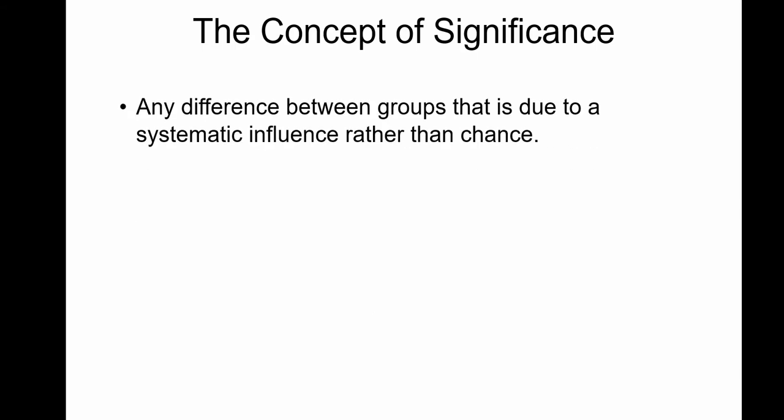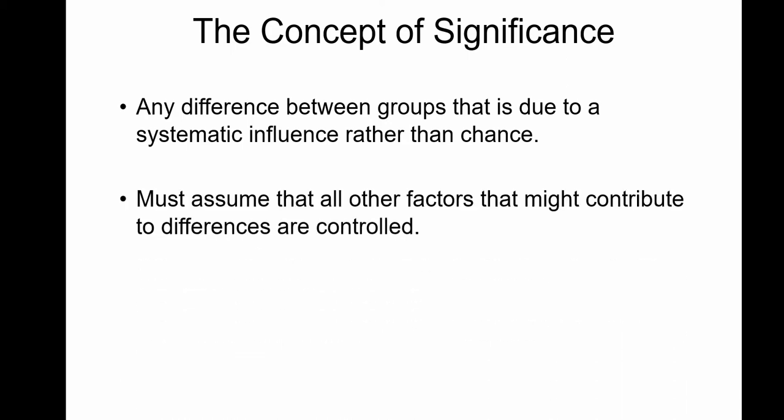Okay? So this module is going to be kind of abstract. When we talk about significance, I want you to think about the difference between groups that is due to some kind of systematic influence that's not chance. So we have to assume that all these other factors that might contribute to those differences are controlled. To illustrate that, I'm going to pop myself on and show you on my whiteboard a question as well as some hypothesis statements to examine differences between groups.